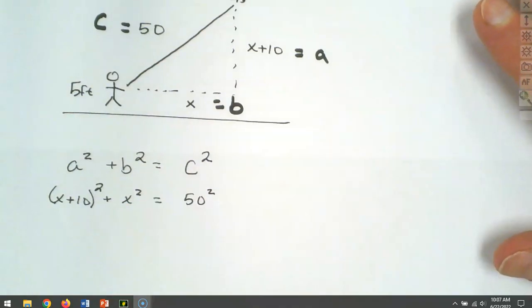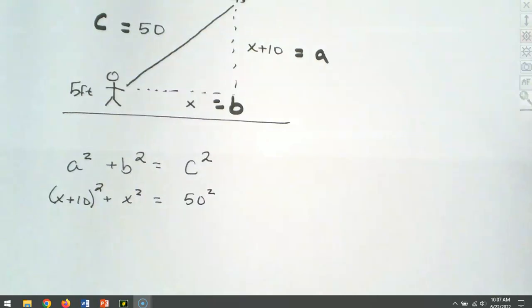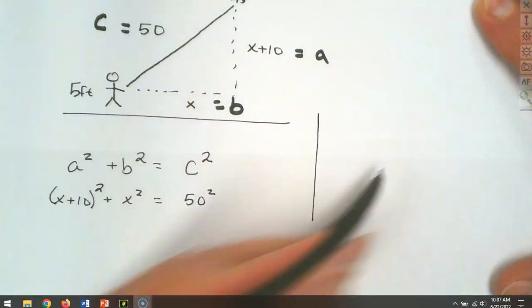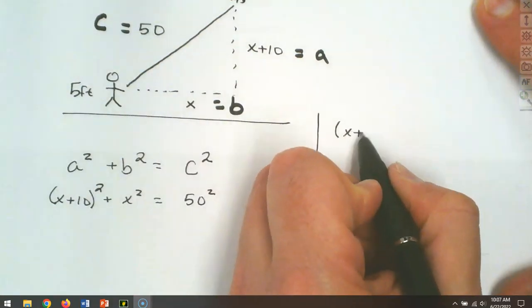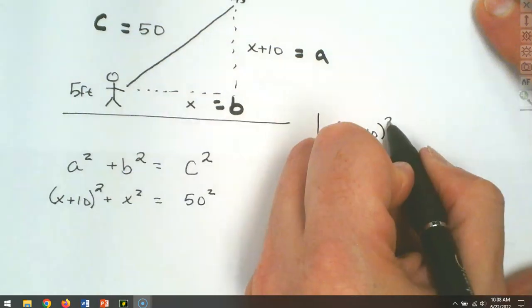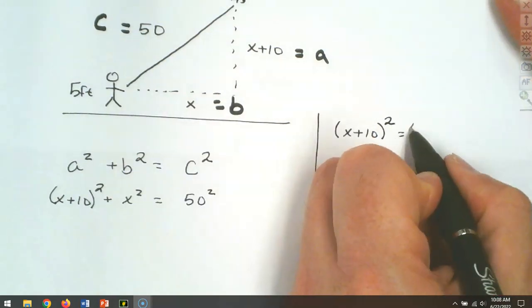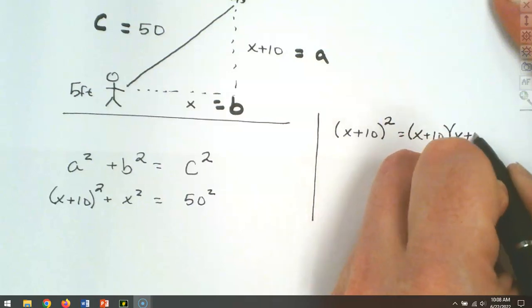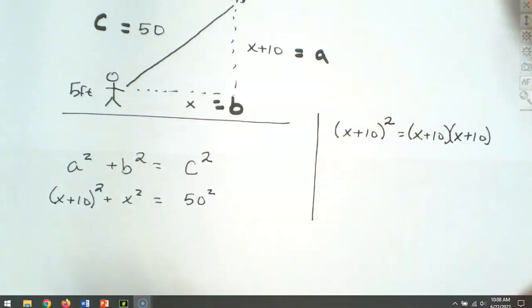So we just plugged our values in. That's all we did. And now we're going to have to FOIL. And we're going to have to square. So let's take our x plus 10 quantity squared, and we're going to write it out, and we're going to have to FOIL, because this is eventually going to have to be set to 0.